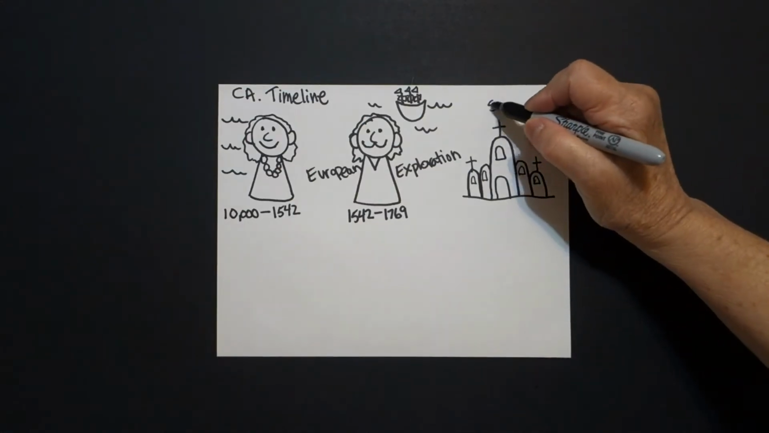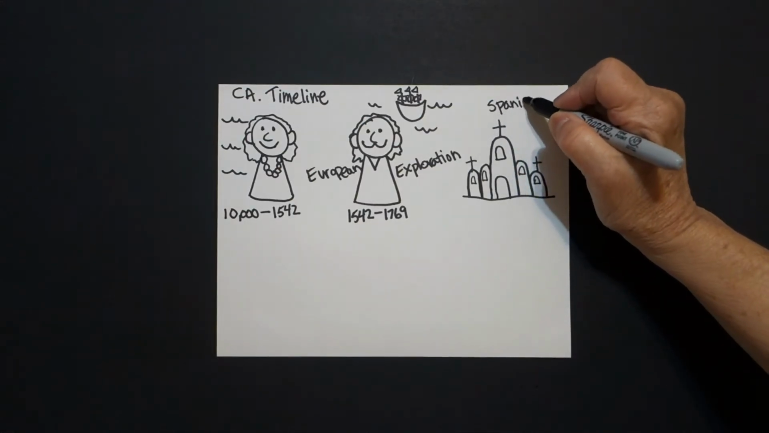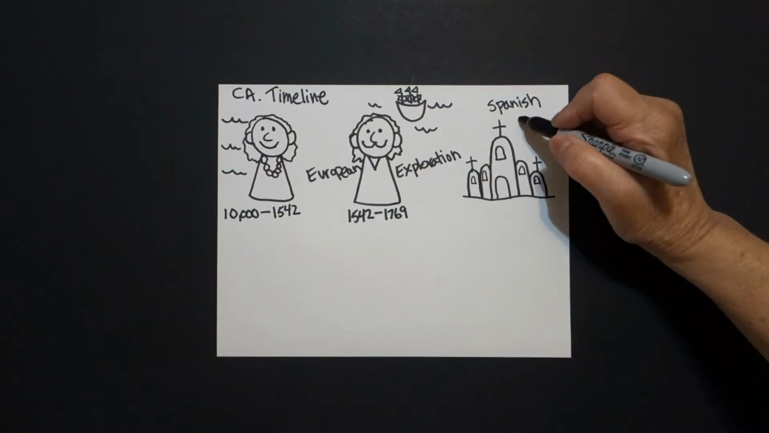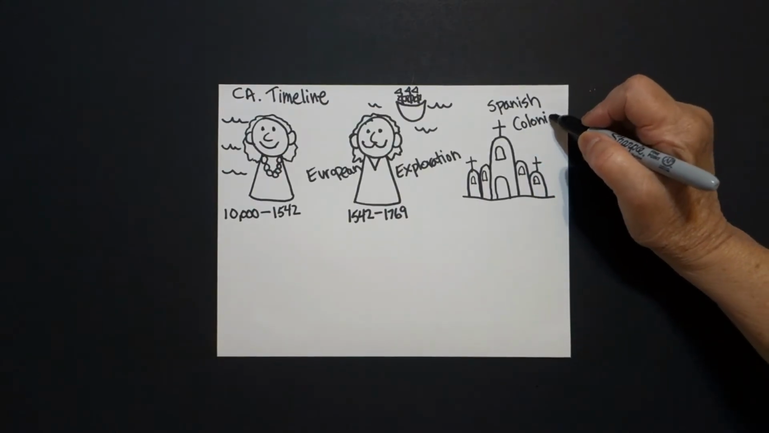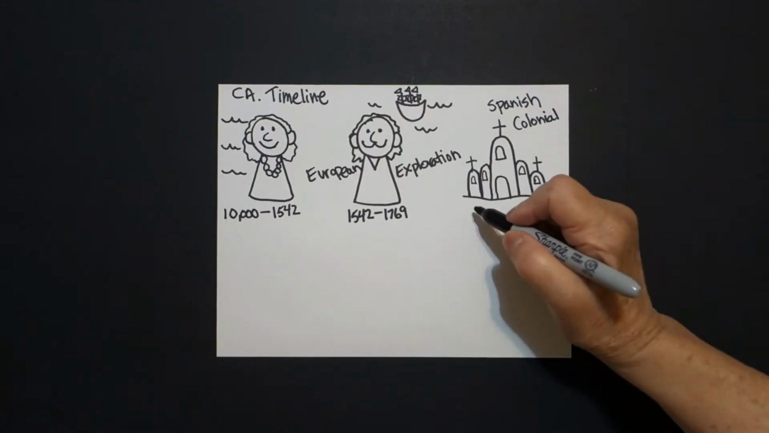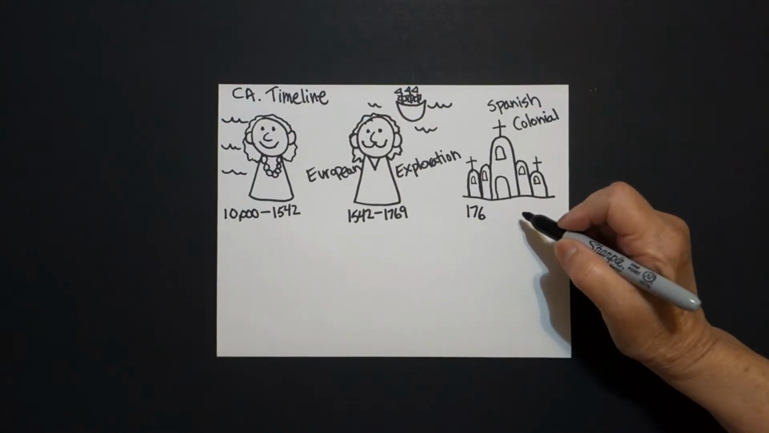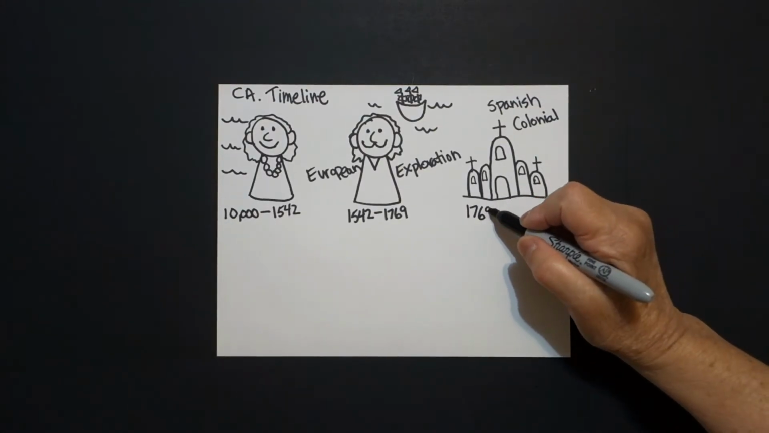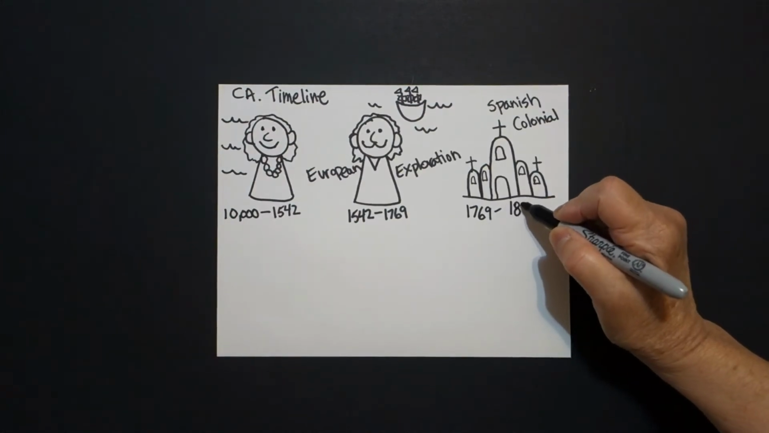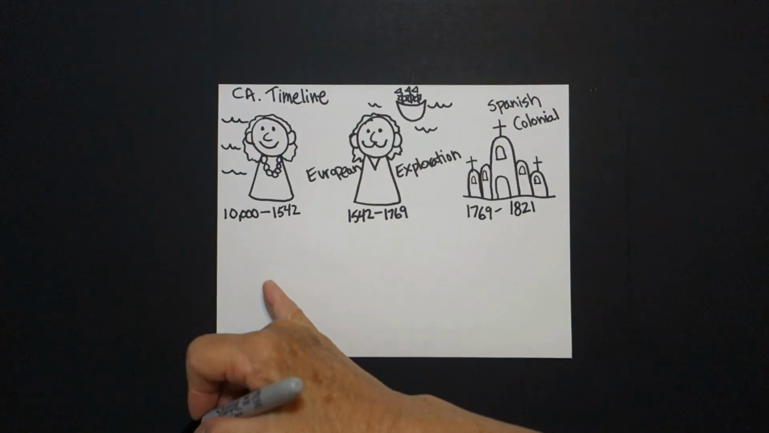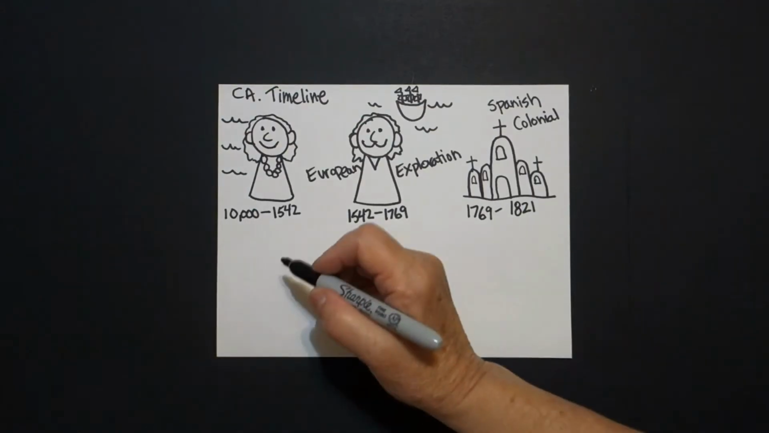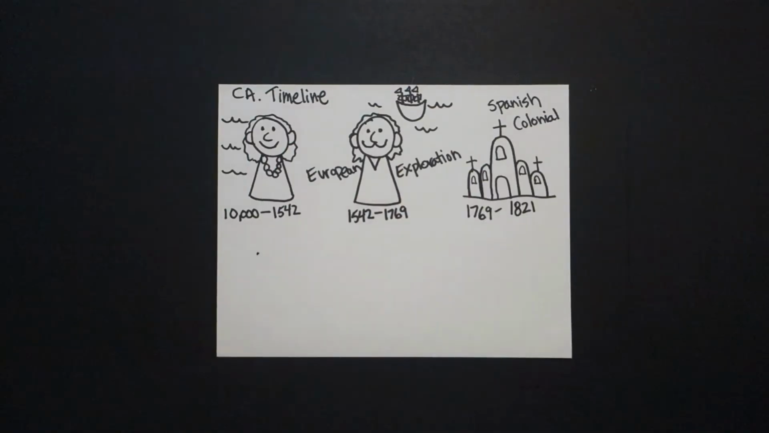This is the Spanish colonial time. Colonial time. And that was from 1769 to 1821. I will go over what all of this means. Let's just draw first. Now, come all the way down here on the lower left, put a dot.